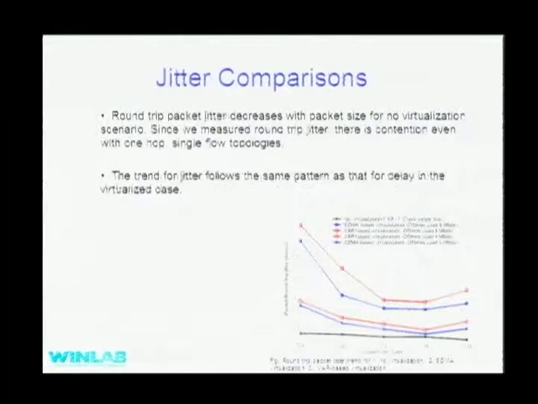So the jitter also follows the same trend as delay for the virtualized case. However, for the non-virtualized case, we found that the jitter decreases with packet size. This is because we are using round trip jitter, so even if we have a single hop, there is contention. As the packet size increases, the number of packets in the system decreases, so the contention is less. That's why the jitter for single hop decreases with packet size.